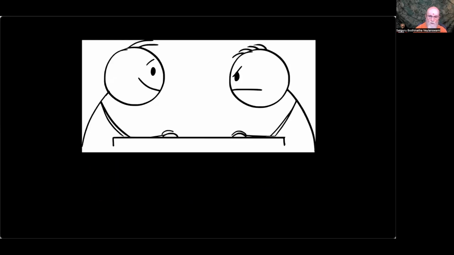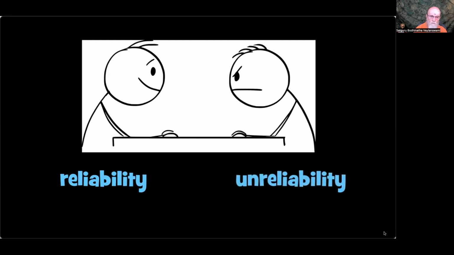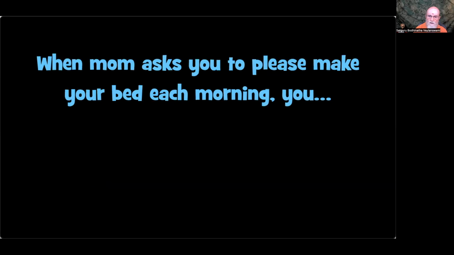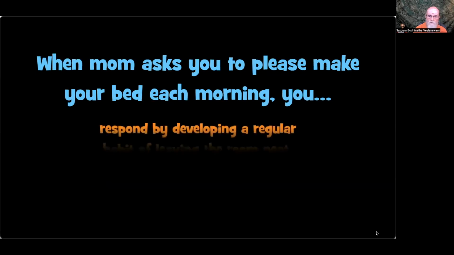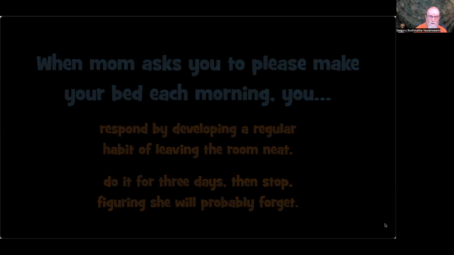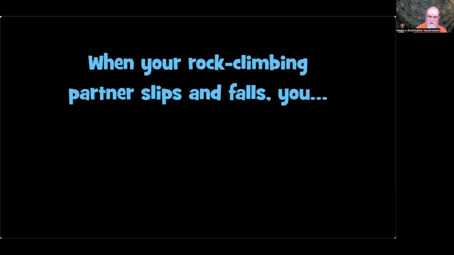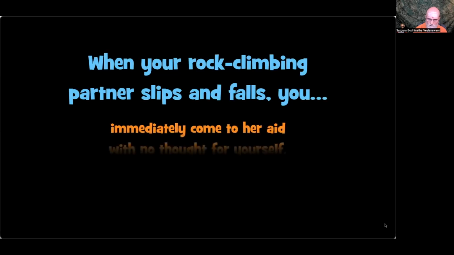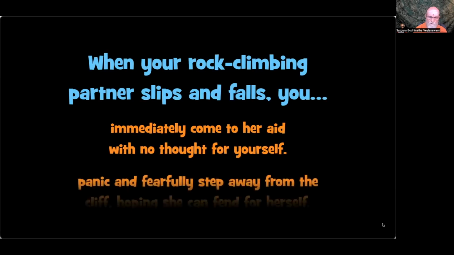Comparing the actions of one who is reliable to one who is unreliable. First situation, when mom asks you to please make your bed each morning, you. Reliability, respond by developing a regular habit of leaving the room neat. Unreliability, do it for 3 days, then stop, figuring she will probably forget. Second situation, when your rock climbing partner slips and falls, you. Reliability, immediately come to her aid with no thought for yourself. Unreliability, panic and fearfully step away from the cliff, hoping she can fend for herself.